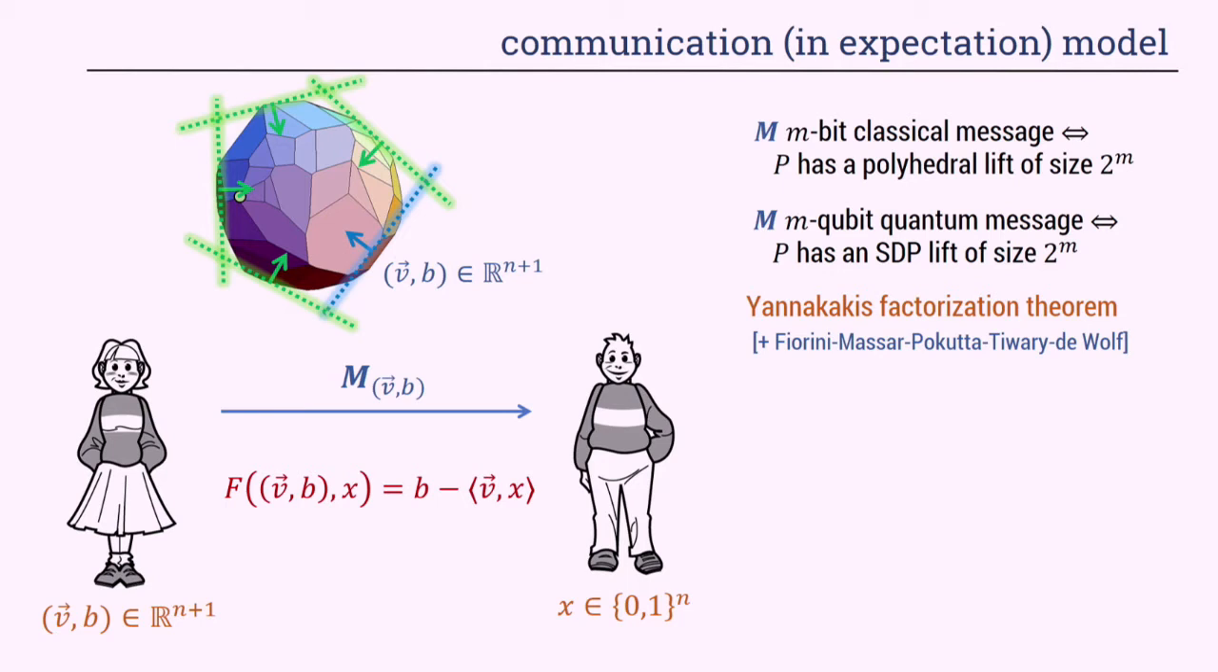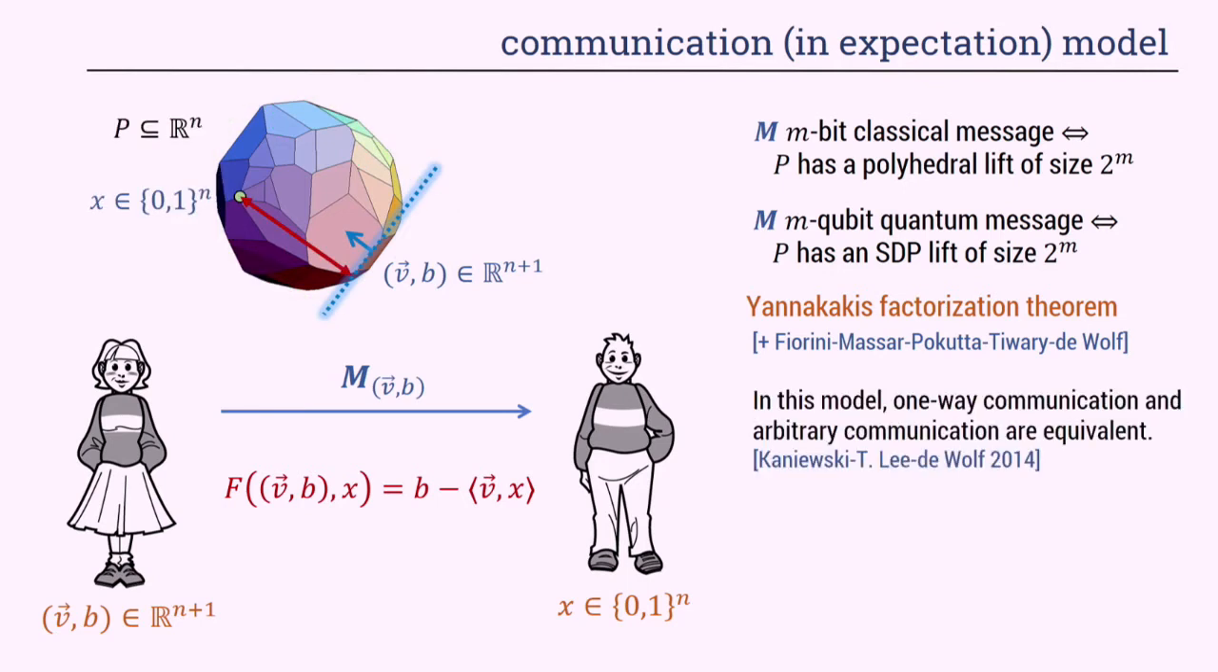And by duality this goes the other way and so on. But the point is now our study reduces to thinking about this communication problem. So, two notes. First of all, you might think there's this one-way communication model, or there's arbitrary communication. It turns out that in this model of communication in expectation, it doesn't matter.